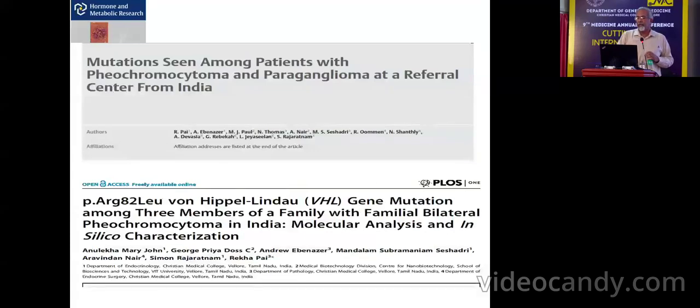Okay, now this is work which is the combined efforts of our molecular endocrinology lab, Rekha Pai, and the work which is spearheaded by my colleague, Dr. Simon Rajaratnam, and published about a decade before.